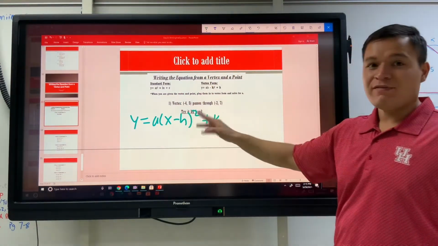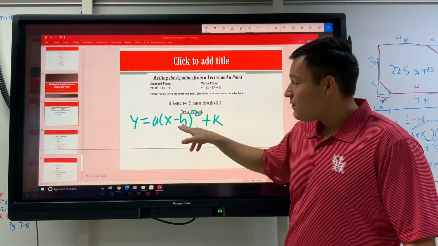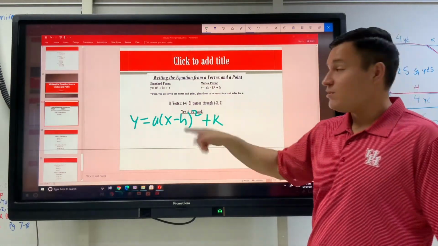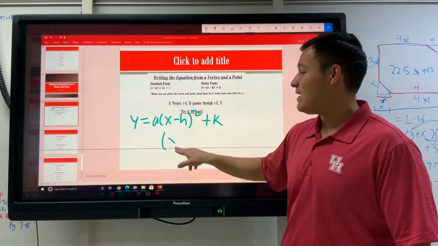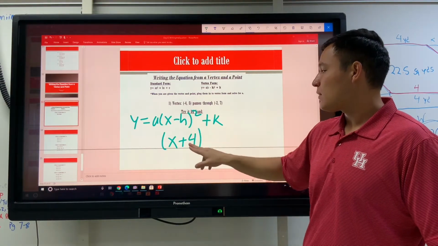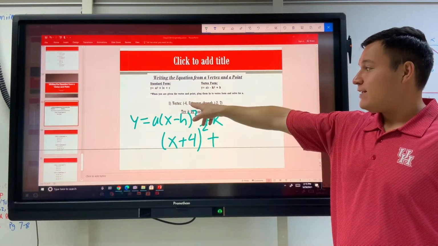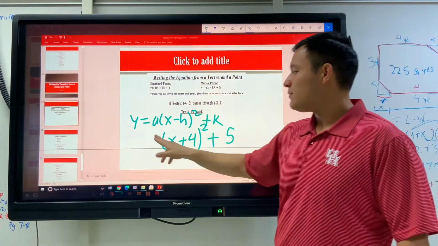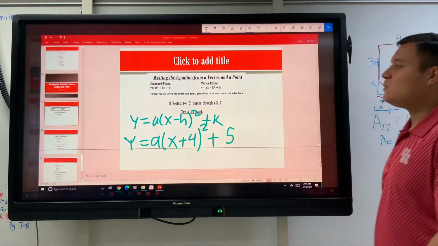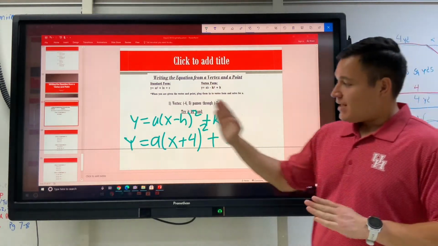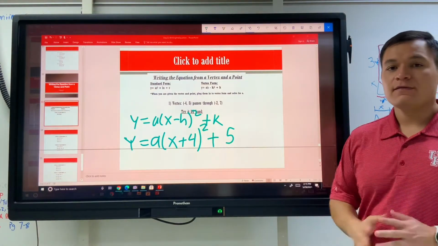In this first example, we have a vertex at (-4, 5). So that -4 is going to be thrown in here for h. But remember, if we plug in a -4 inside of that parentheses, we're going to have to change the sign of it. So that's going to be (x + 4) squared plus k. So that k, we're just going to grab that. It's going to be a 5. We don't know what a is, and we're still equal to y. Okay, so we have y = a(x + 4)^2 + 5.